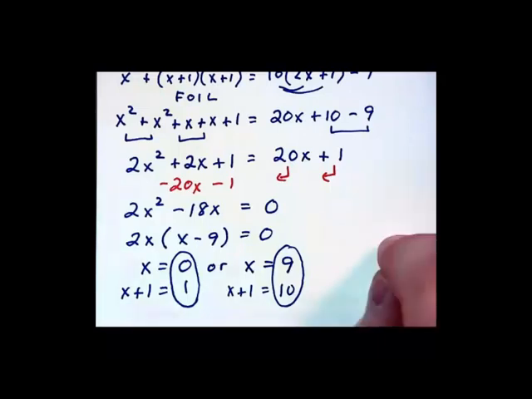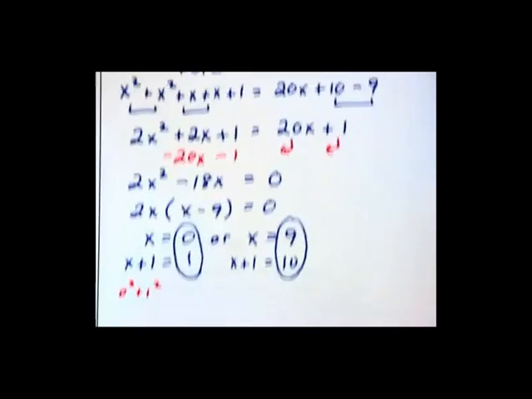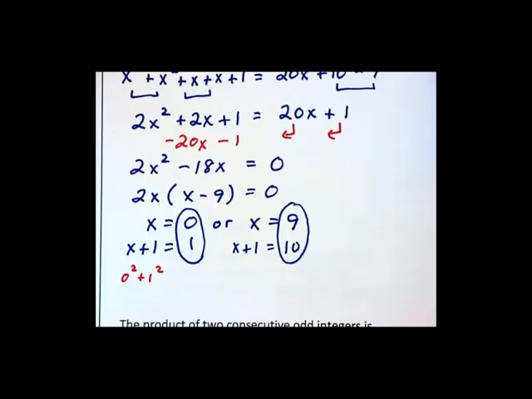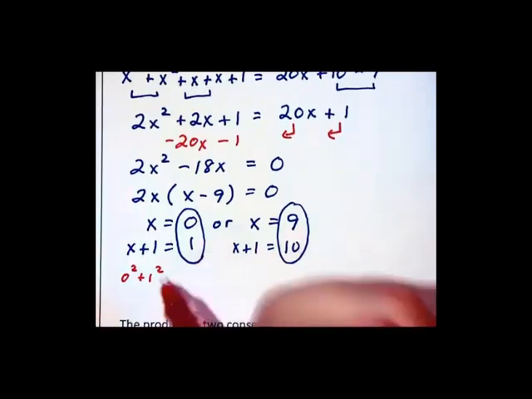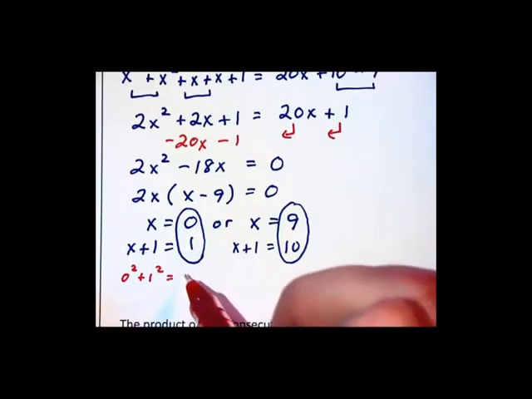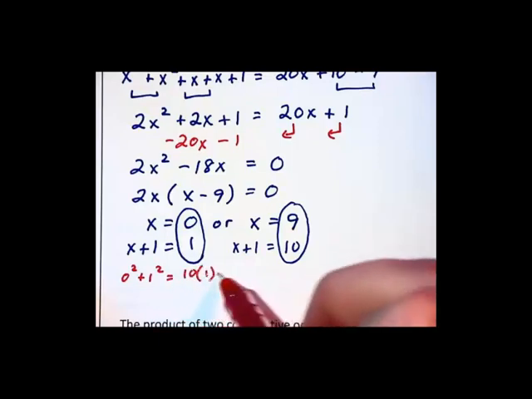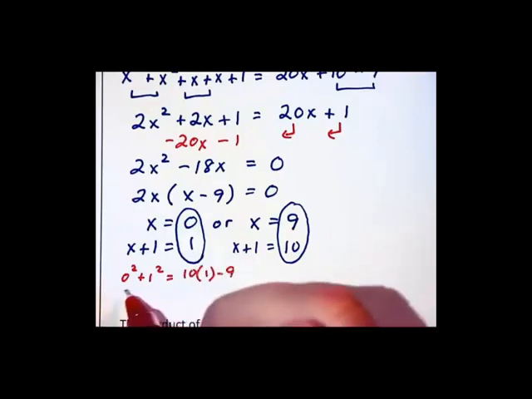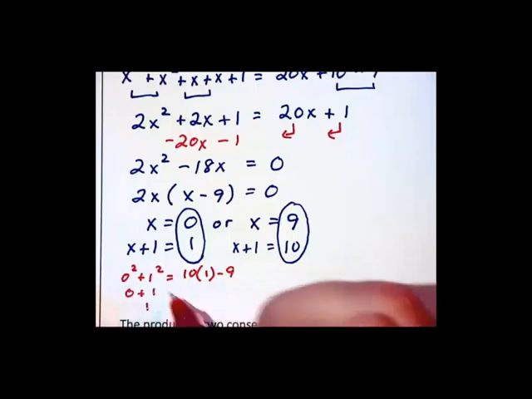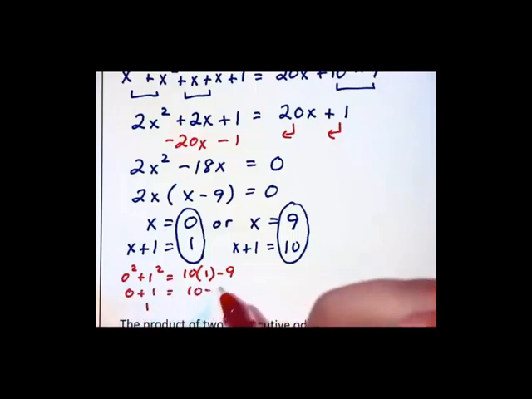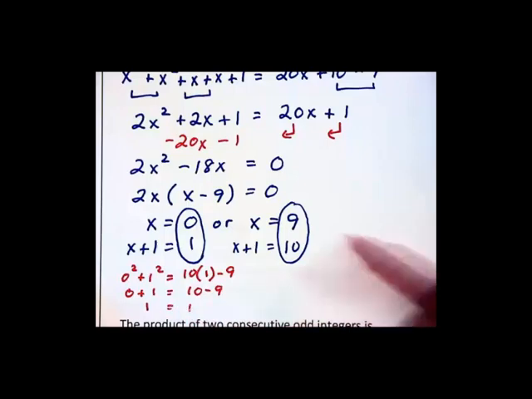The sum of the squares. On the left, we're talking about 0 squared plus 1 squared. Move that up. Is 9 less than 10 times their sum. 10 times their sum. That's 10 times 0 plus 1, which is 1. 9 less than that. I get 0 plus 1, that's 1, equals 10 minus 9. 1 equals 1. Those work.